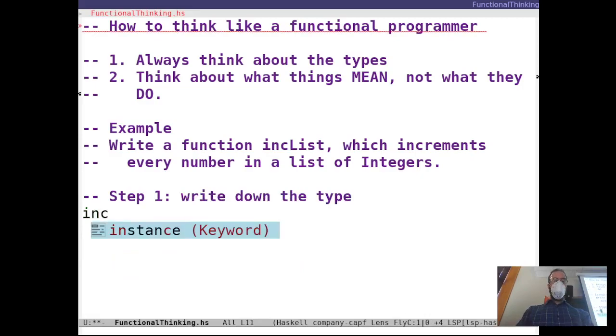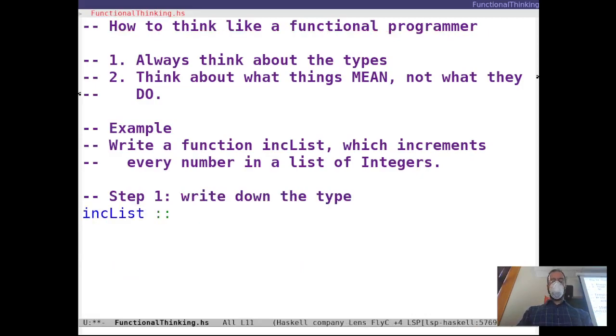So inc list. So what is the type? What do you think the type should be? List of integers. Are we adding a certain number? Is it just one up one? Yeah. So good. And this is exactly why this is helpful, right?